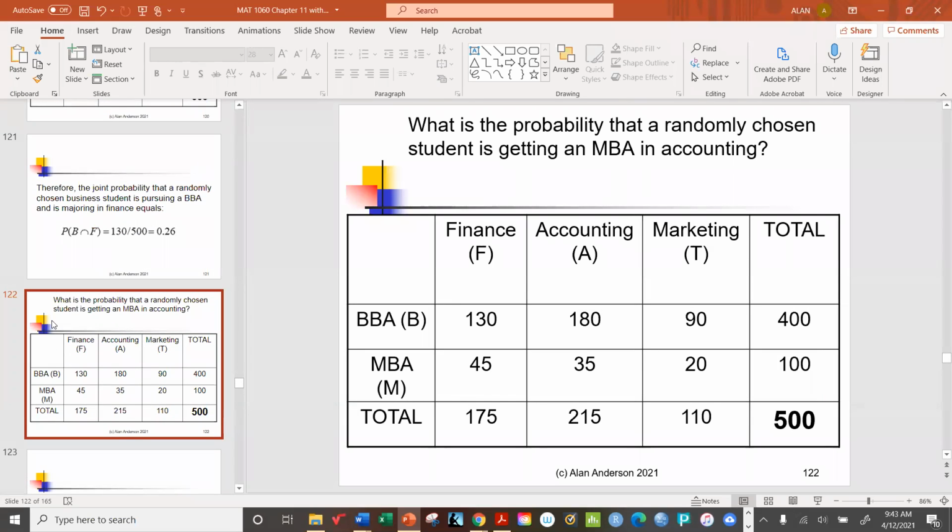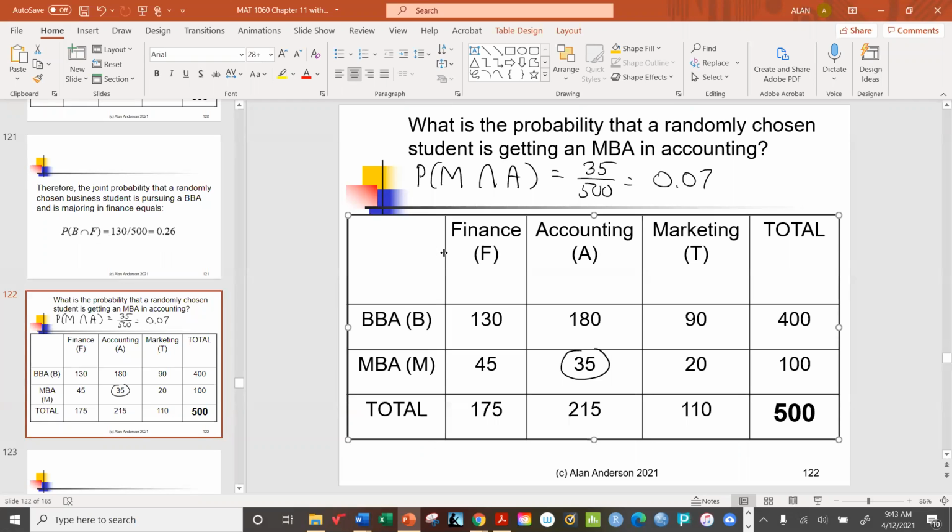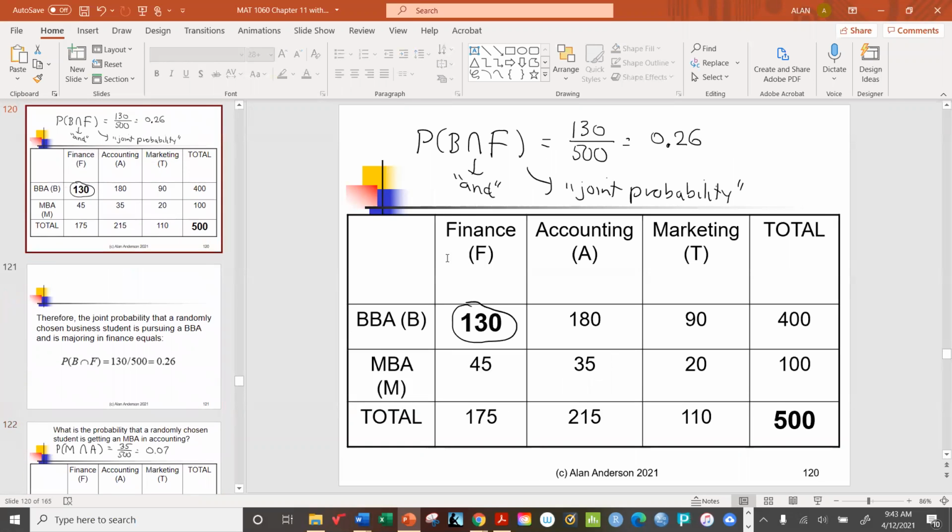So MBA in accounting, the symbols that we will use are M and A. So we're looking for all the MBA students, which is the second row, and the accounting majors. Look where I found it. MBA and accounting. So that means it's 35 out of 500. 7%. Okay. So that wasn't that hard, was it? No, it was not.